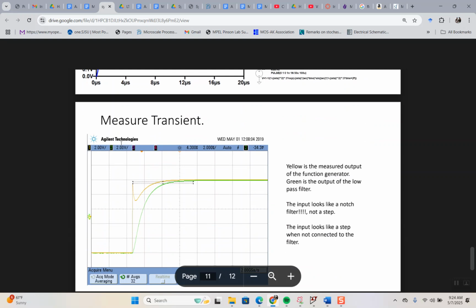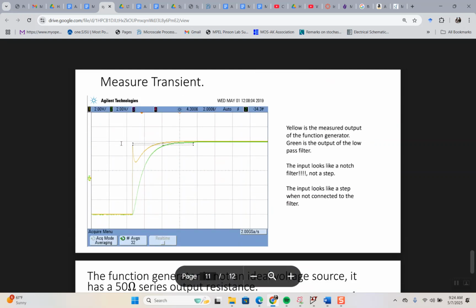Oh, man. So what we have here, yellow is the measured output of the function generator, and green is the output of the filter. Does yellow look like an ideal step function?